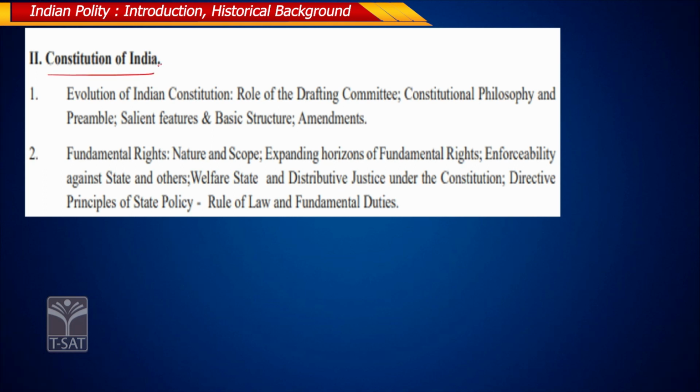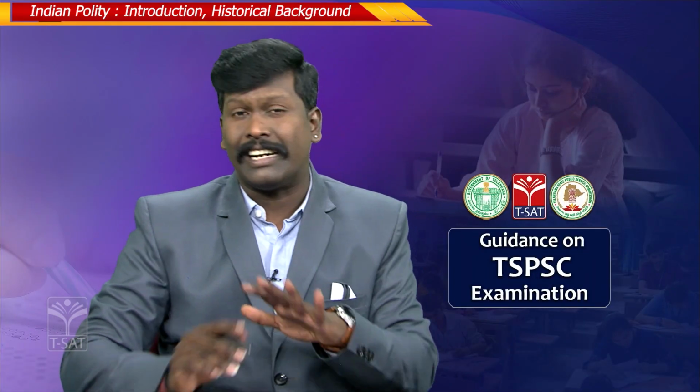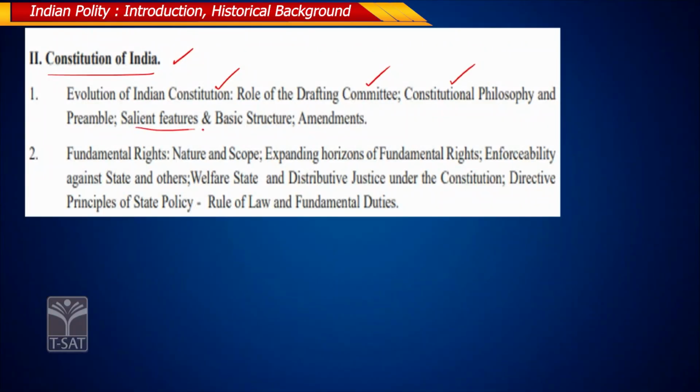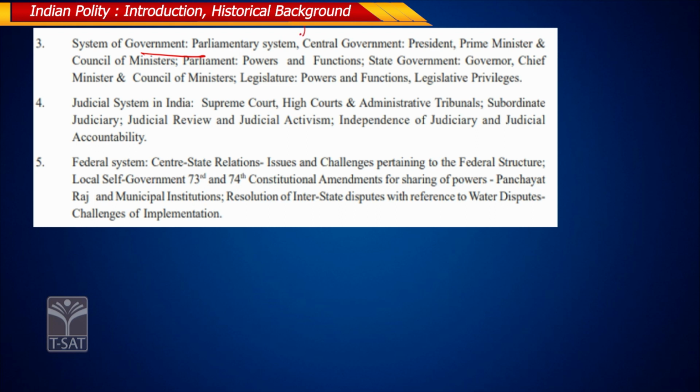These topics. Paper 3, subtopic 2, Constitution of India, directly linked. Evolution of the Constitution, Drafting Committee, Constitutional Philosophy, you have Salient Features, Amendment, Basic Structure Doctrine, Fundamental Rights, you have something called Directive Principles of State Policy, Fundamental Duties, Rule of Law, all this we are going to cover. And thirdly, System of Government: Parliament, Parliamentary System, Central Government, State Government, legislative privileges, this is Article 105. So, you have the Indian judiciary, judicial activism, independent character of judiciary, tribunals, fast track courts, subordinate courts, all this we cover.